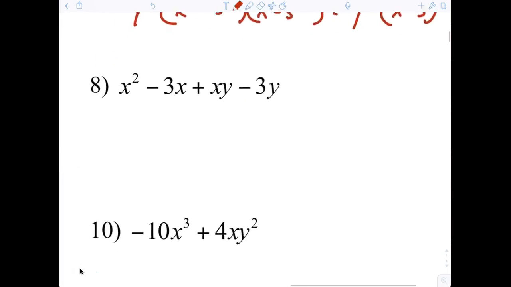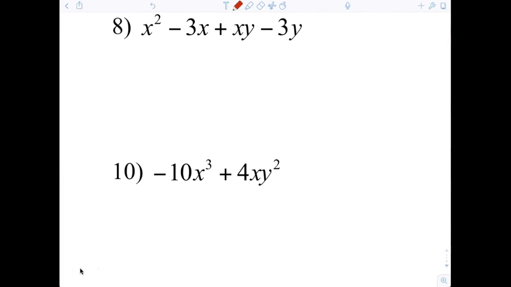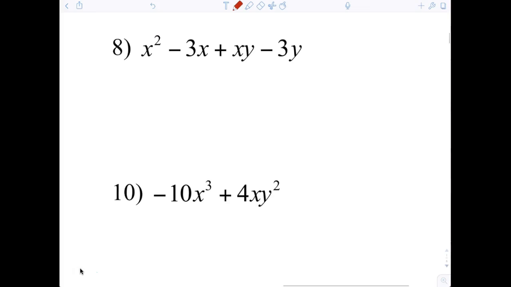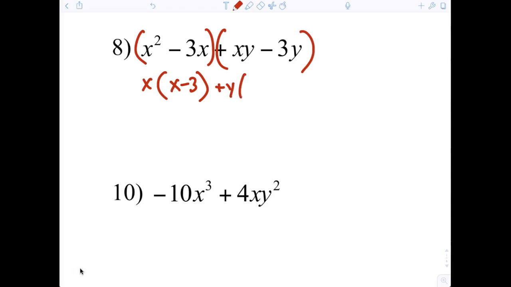Here we go. Now, how many terms are there here? 4. So we're probably going to have to factor by what? Grouping. So here we go. Parentheses, parentheses. What's common? X. Thank you. What's left behind? X minus 3. What's common? Y. What type of y? Positive y. Make sure you put the plus y down. And then X minus 3. Beautiful. So now what? X minus 3 and X plus Y. Yay, guys. That's good.